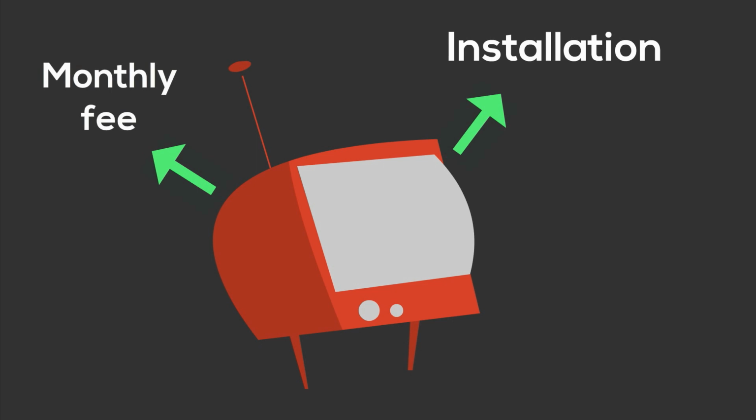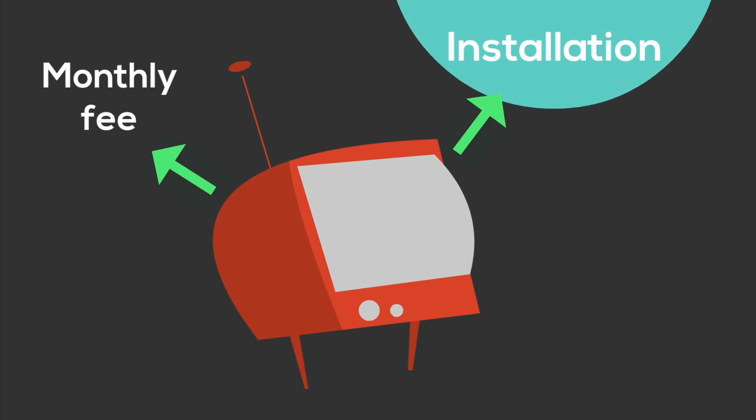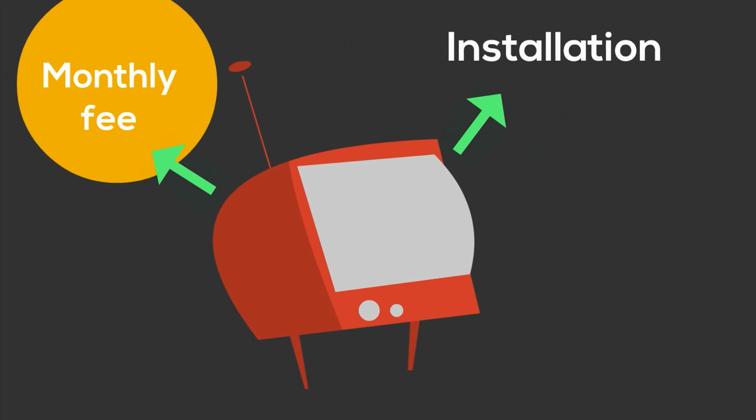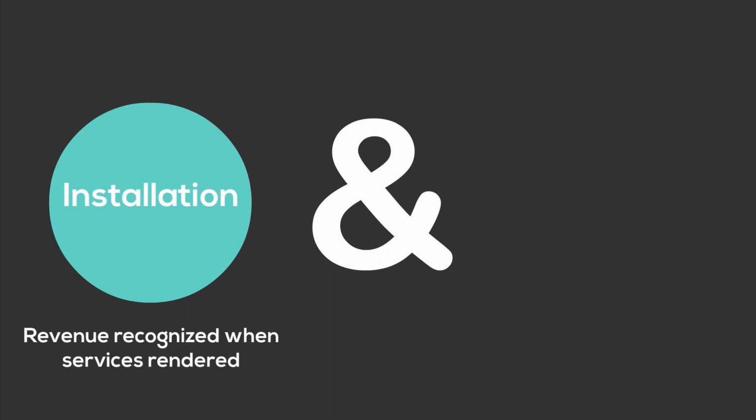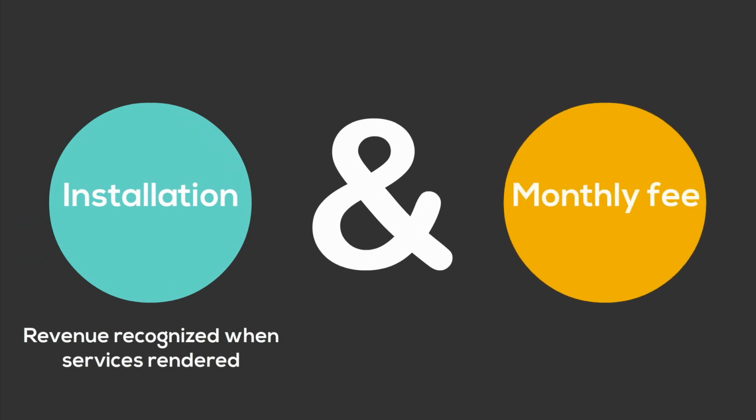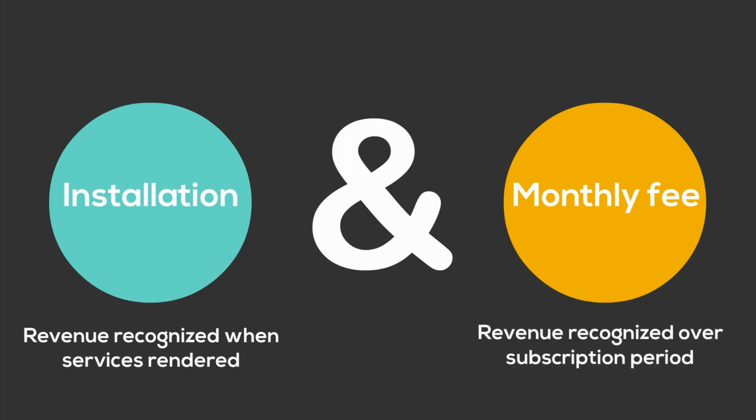To illustrate, let's look at an example. Consider a cable television provider. It charges its customers separately for installation, as well as a monthly fee for continued access to the network. Should this company recognize revenue when it initially connects a customer to the cable network? Or should it recognize revenue over the subscription period? The answer is both. The installation services are a separate earnings process, and revenue is recognized when these services are rendered. The monthly fee would be recognized as a separate revenue stream over the subscription period.